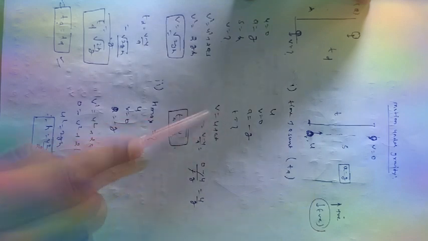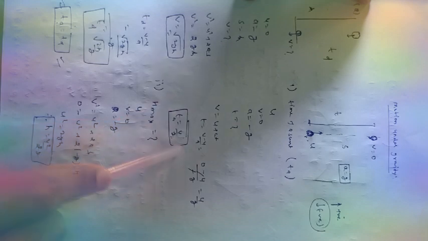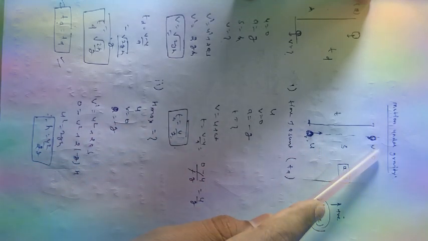So t is equal to what? (v minus u) by a, that is (0 minus u) by minus g, and t is equal to u by g. So it is the time of ascent. You must remember this formula whenever any body is thrown upward with initial velocity u. The time to reach its maximum point, or time of ascent, is equal to u by g.